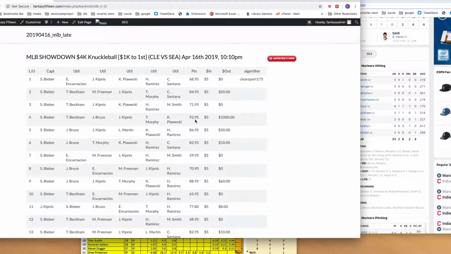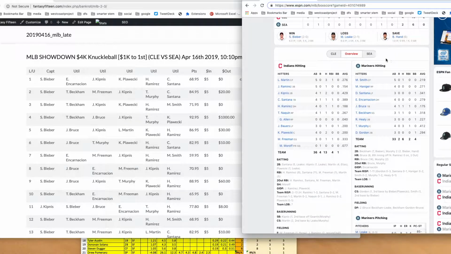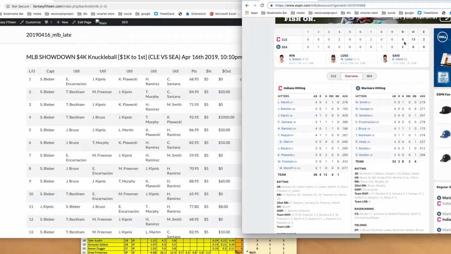92.95 is the winning score in a showdown, which is actually a fairly moderate score. It's not a barn burner score. I've seen showdowns with 150 points. So this was a relatively low winning score, probably because of the game being 4-2. But we had the right players doing well in low ownership positions with low salaries to help us get the better batters and good pitcher.